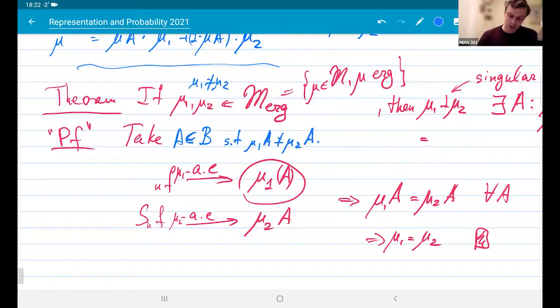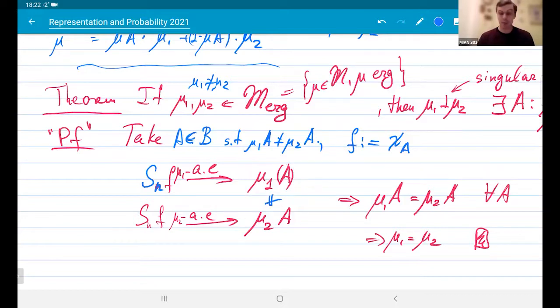And then you just define f to be the indicator function of this set A. And then you have this Sn of f goes to a number mu1 almost everywhere, and to another number mu2 almost everywhere, and these are different.